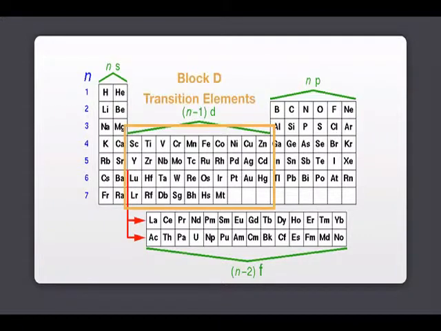Block D is the transition elements. It is located in the middle of the periodic table. Block D consists of 10 groups vertically. These 10 groups are divided into 3 series horizontally.